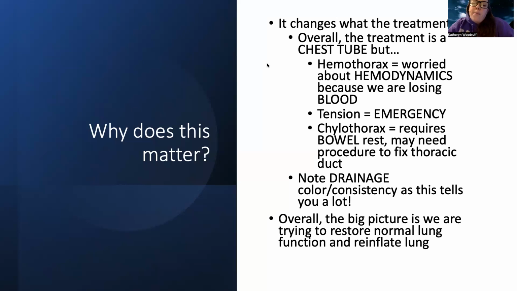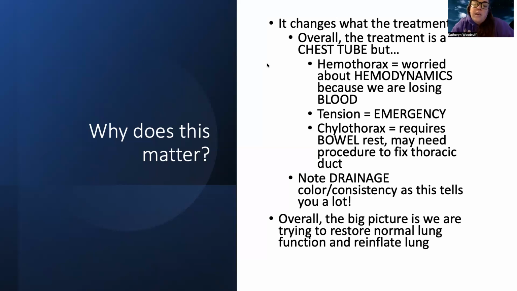And then I read up about the chylothorax, and because it's actually a thoracic duct issue, they do require bowel rest a lot of times, and they may need a procedure to fix the thoracic duct. Now, I have never seen that on a test or heard anyone talk about that in nursing school. Depending on where you work, maybe you might see it more often, but I wouldn't spend too much time on that. I haven't really heard a lot about that.